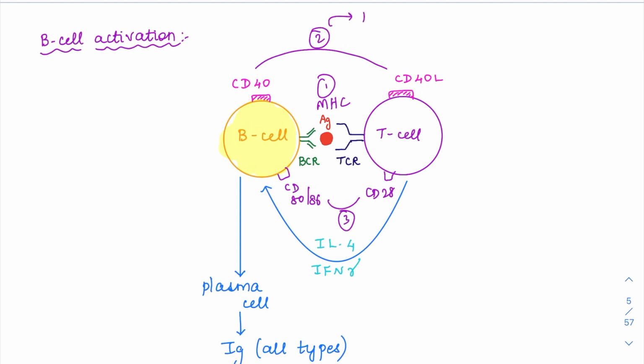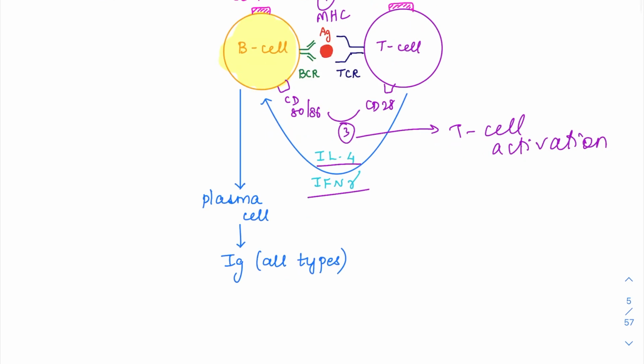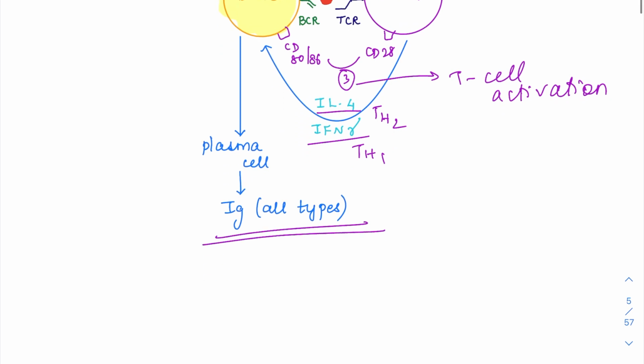The second interaction is going to cause B cell activation, while the third interaction, which is the co-stimulatory signal, is going to cause the T cell activation. When T cells are activated, they are going to produce interleukins, interleukin 4, and interferon gamma. Interferon gamma is going to be produced by the T helper 1 subset, while interleukin 4 is going to be produced by the T helper 2 subset. Interleukin 4 was the one responsible for final maturation of the B cell into plasma cell, producing the various kinds of immunoglobulin, isotype class switching, and affinity maturation.